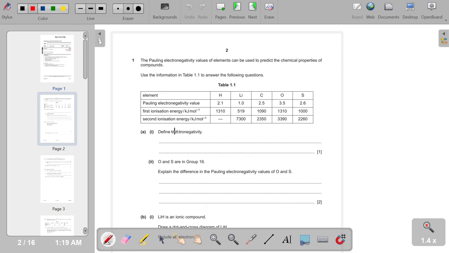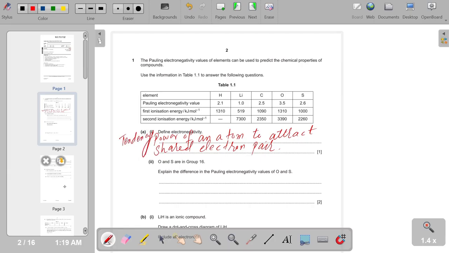Electronegativity is actually the power of an atom to attract a shared electron pair towards itself. Even you can use the term tendency of an atom. Instead of power, you can write the term tendency of an atom.